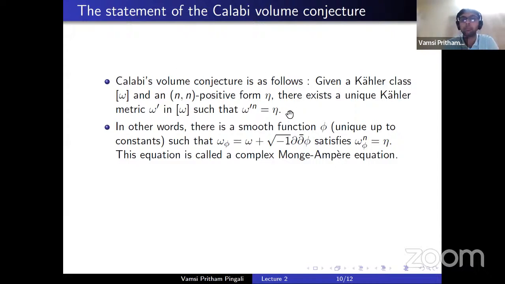The second thing to note is if you find such a function phi satisfying this, then you would have solved only a part of this conjecture. You would have answered existence, not uniqueness. Uniqueness says that there's only one such omega prime. In other words, if you have two such functions, phi and c, satisfying this equation, then omega phi and omega c must be the same. In other words, del bar of phi must be equal to del bar of c.